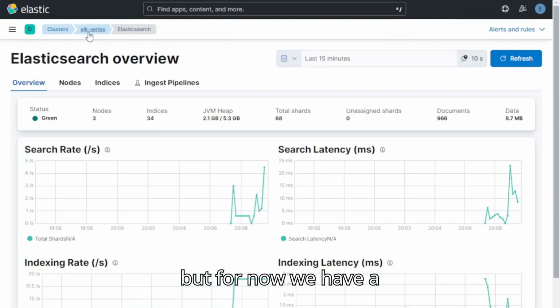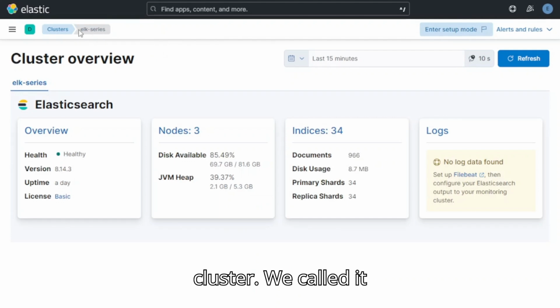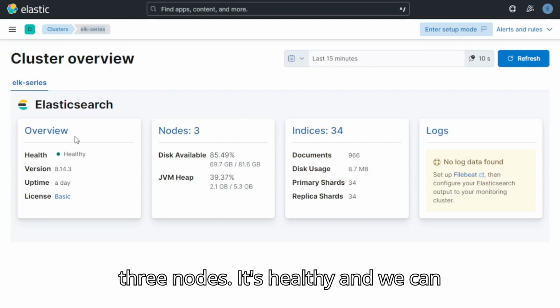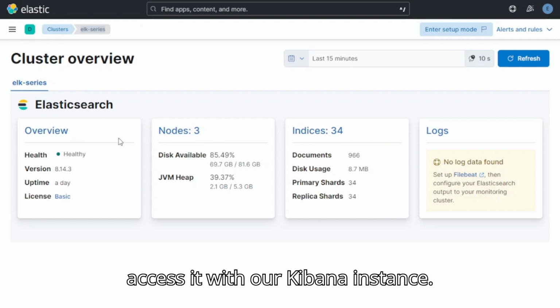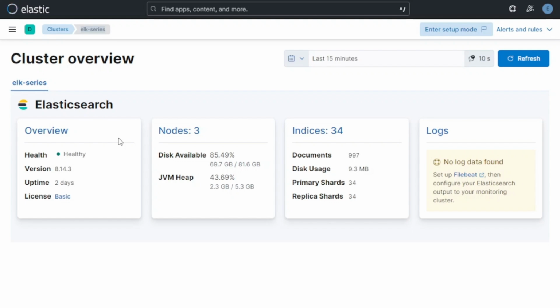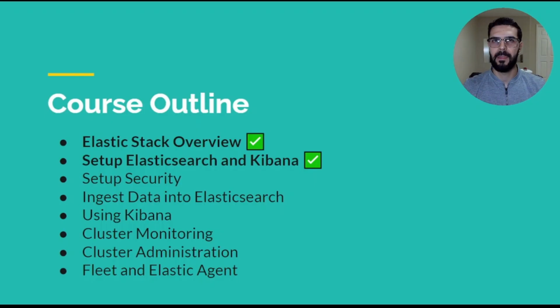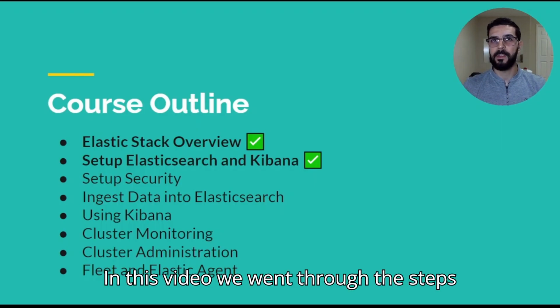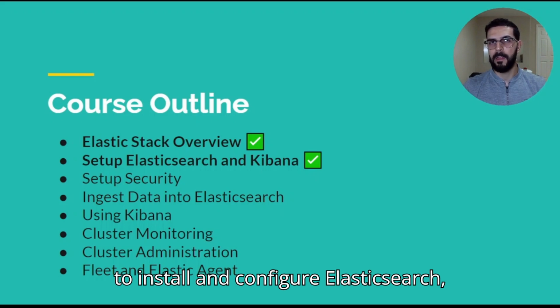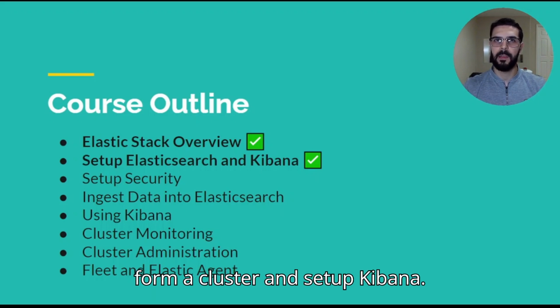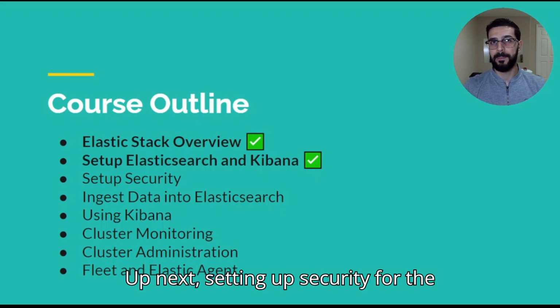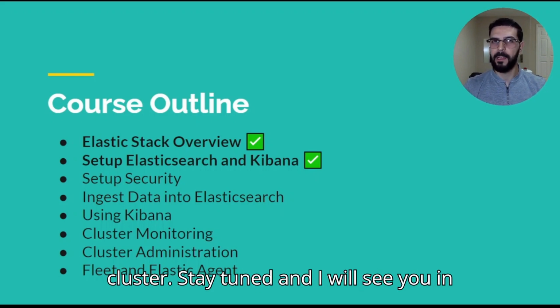But for now, we have a cluster. We called it ELK series with 3 nodes. It's healthy and we can access it with our Kibana instance. In this video, we went through the steps to install and configure Elasticsearch, form a cluster, and set up Kibana. Up next, setting up security for the cluster. Stay tuned and I will see you in the next one.